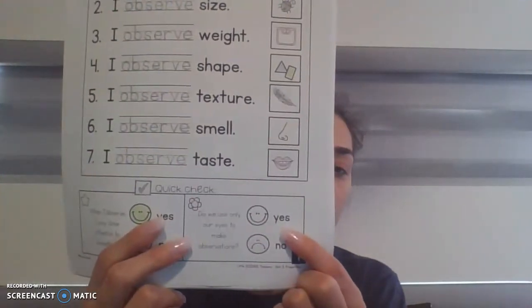Awesome job. So the next one says, do we use only our eyes to make observations? Think big. Get ready. No, we don't only use our eyes to make observations. So go ahead and grab your red color pencil and color in the sad face. We don't use only our eyes, we use our eyes, we use our mouth, our nose. Awesome job, boys and girls.